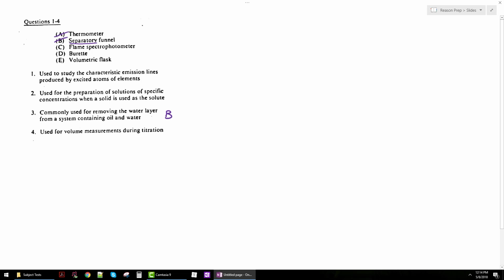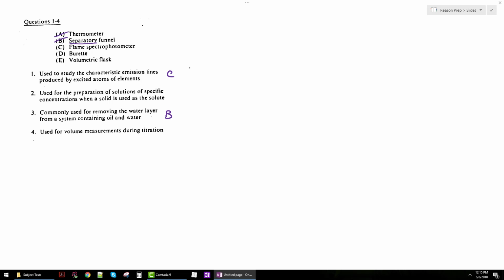So that is what you're going to use as is described in number 1. So you can use that to study the emission lines of excited elements or atoms. So when you burn an element or put it into a flame, basically, it will be excited and it will give off certain characteristic lines of energy that you can measure with this device.